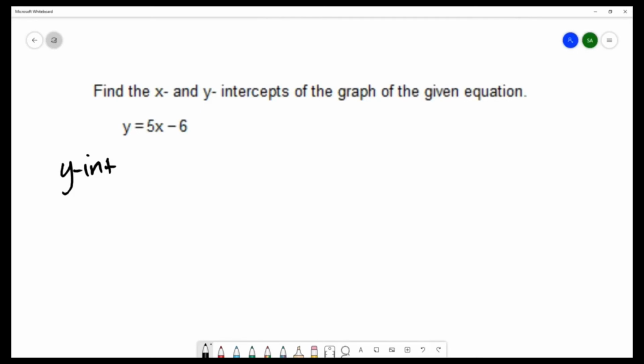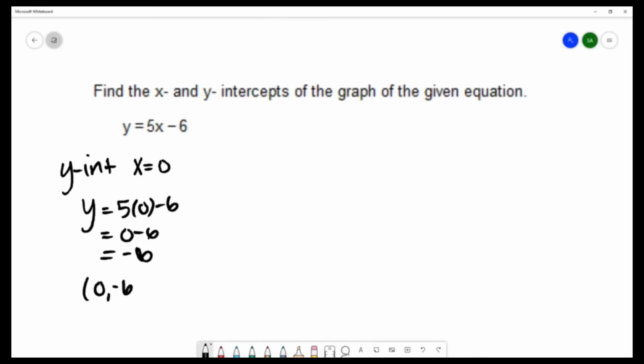So to find a y-intercept, you're going to let x equal 0. In your equation, that's y equals 5 times 0 minus 6. That's 0 minus 6, which is -6. So this equation has a y-intercept of 0, -6.